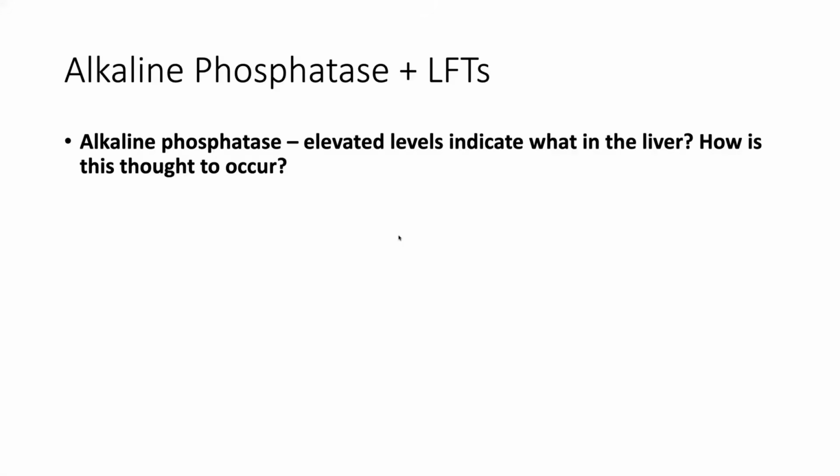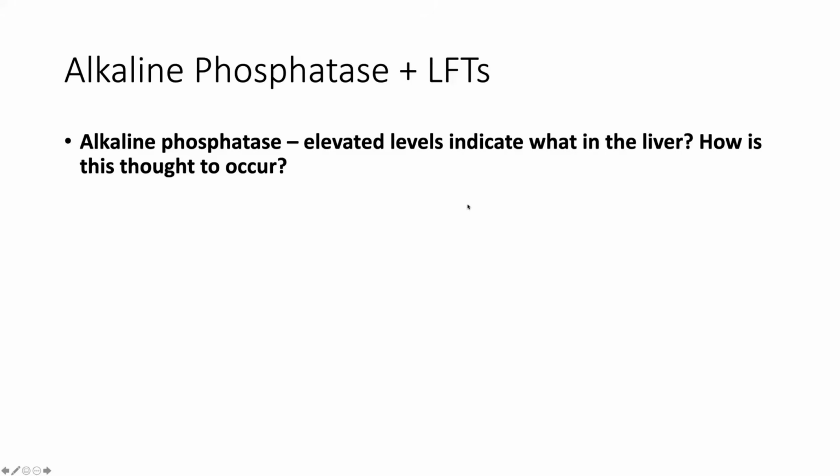So Rosa, alkaline phosphatase. Elevated levels indicate what in the liver? Why is this thought to occur? The liver, would it be production? No, I really don't know. Yeah. So, sorry, Saba asked the question. She said, would you also see elevated alkaline phosphatase in prostate cancer mets? I think so, yeah, because prostate cancer, I believe, is osteoblastic. So if you're making more bone, then yes.